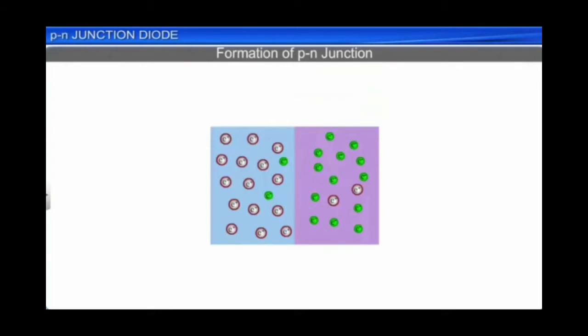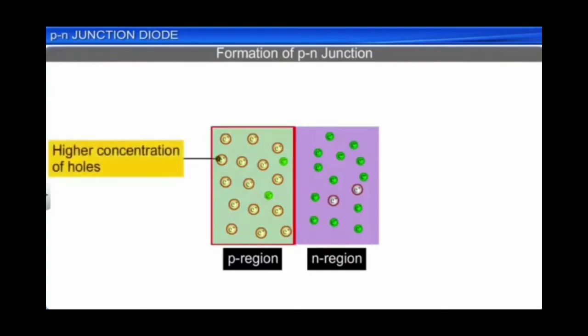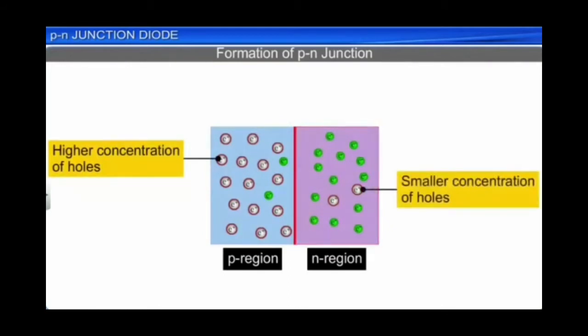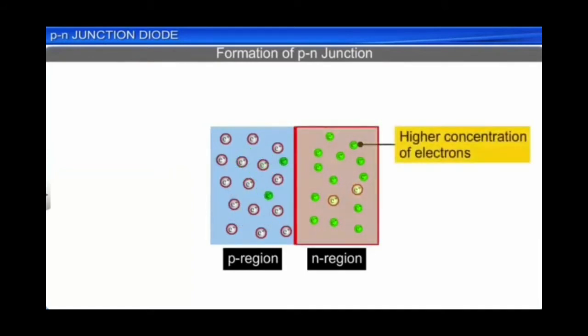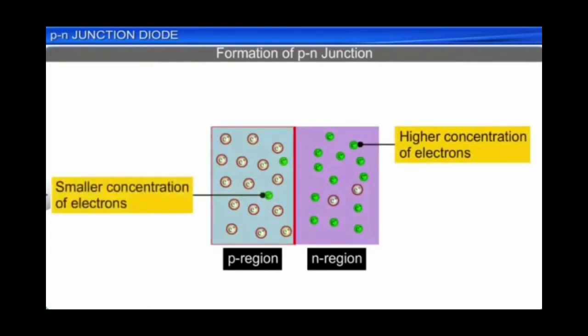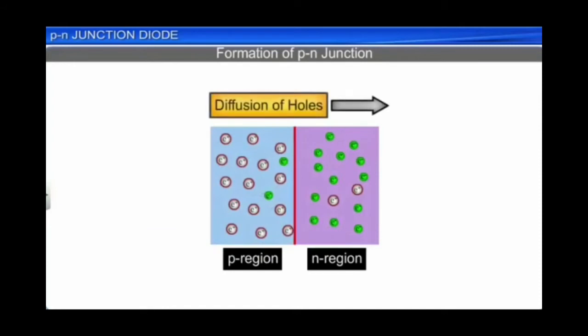Now in this PN junction diode, on left side we have P-type material and the right side we have N-type material. In P-type, holes are majority and free electrons are minority, and in N-type, free electrons are majority and holes are minority. The concentration of holes is higher in the P region, and in the N region the concentration of holes is less. In the case of free electrons, there is higher concentration of electrons in the N region and smaller concentration of electrons in the P region.